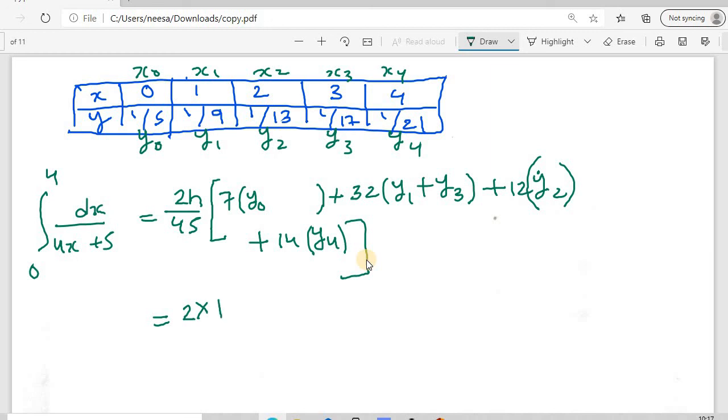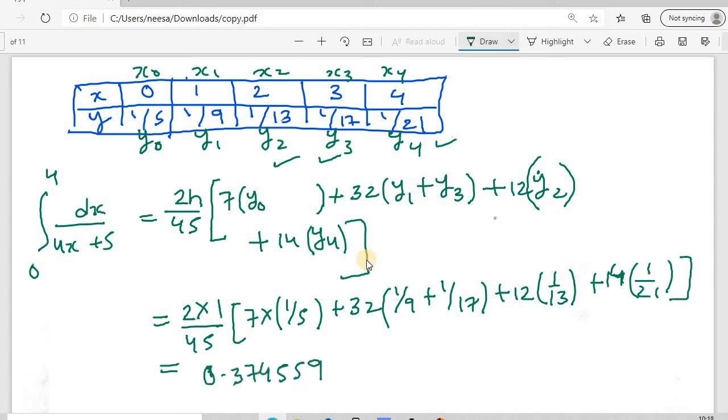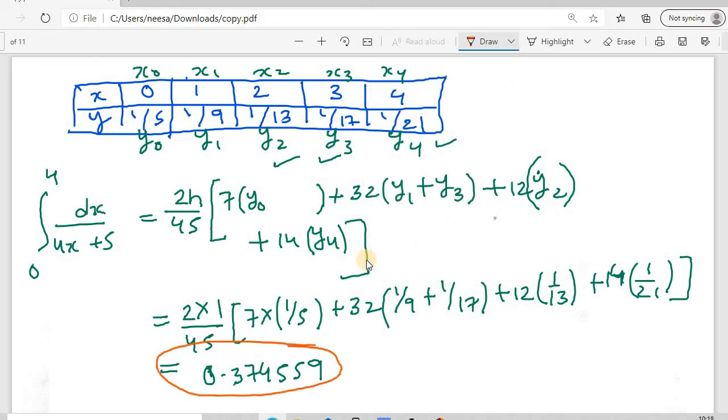So we have h is equal to 1. So 2 into 1, 45. This will be 7 times y0. Here we have y0 as 1 upon 5 plus 32 times we have y1 plus y3. The value of y1 is 1 upon 9. The value of y3 from the table, we can see y3 is 1 upon 17, plus 12 times of y2. The value of y2 is 1 upon 13. So this is 1 upon 13 plus 14 times y4, which is 1 upon 21. This is the final result coming with the help of the Boole's rule for n is equal to 5.